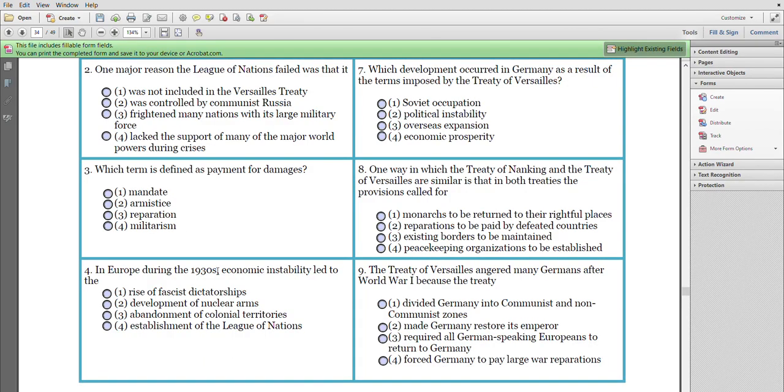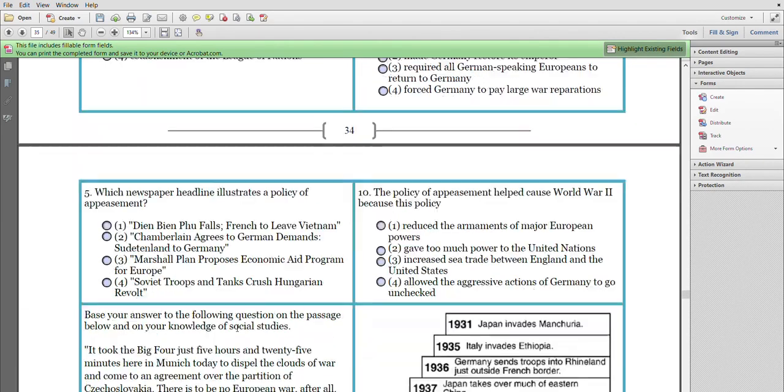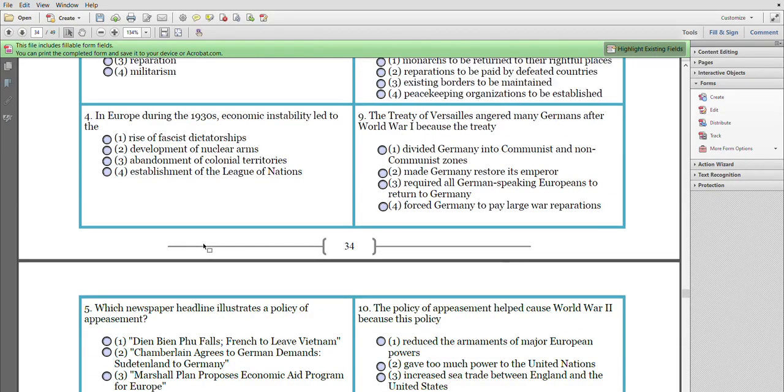Question 4, in Europe during the 1930s, economic instability led to the rise of fascist dictatorships, development of nuclear arms, abandonment of colonial territories, or establishment of the League of Nations? Question 5, it's down there on this page, so I'll go back up. Which newspaper headline illustrates a policy of appeasement? Dien Bien Phu falls, French to leave Vietnam. Chamberlain agrees to German demand Sudetenland to Germany. Marshall Plan proposes economic aid program for Europe. Or Soviet troops and tanks crush Hungarian revolt.